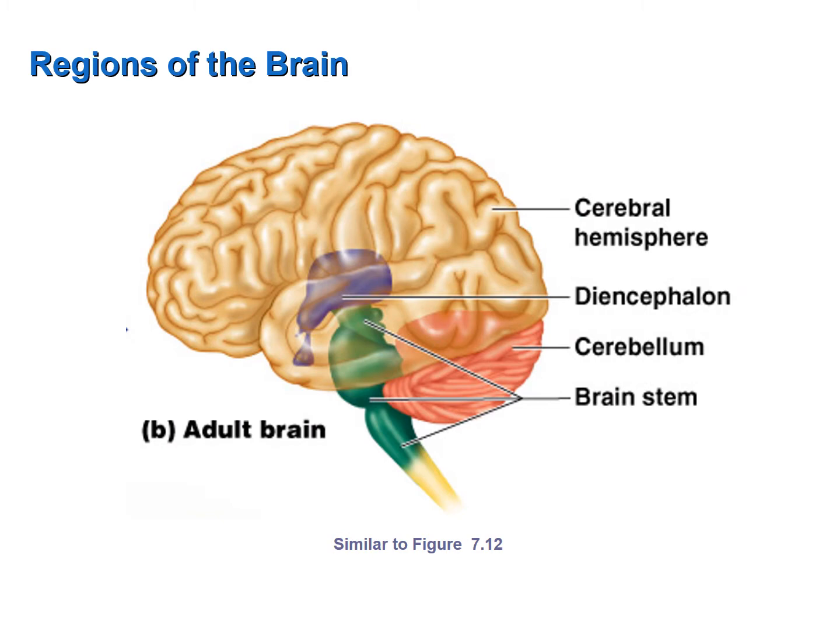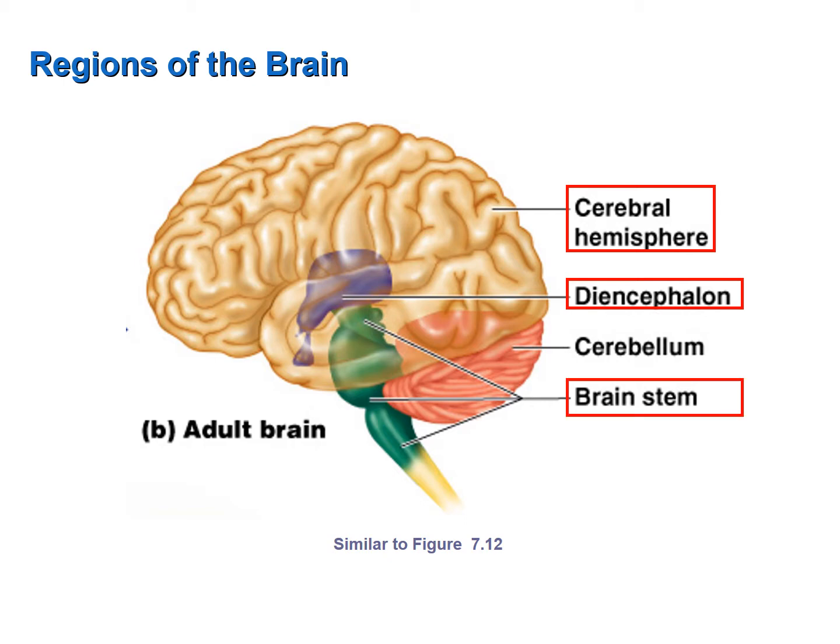The brain is divided into 4 regions, starting first with the most superior region. They are the cerebrum, which is divided into 2 cerebral hemispheres, the diencephalon, the brainstem, and finally the cerebellum. First, let's discuss the cerebrum.